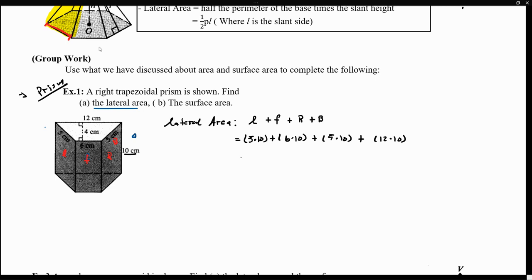So now if we simplify all this, that becomes 50, that becomes 60, that becomes 50, and that becomes 120, which is equivalent to 280. Since this is the area, we can talk about centimeters squared. Or we can say that the lateral area, again, recall that we said that was the perimeter times the height. Well, what is the perimeter?